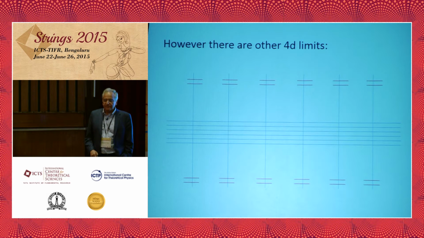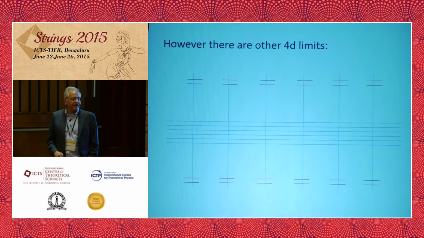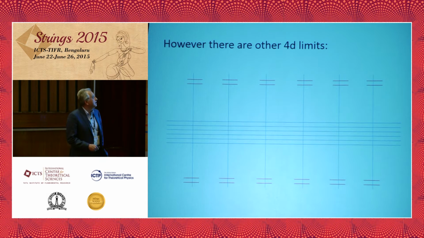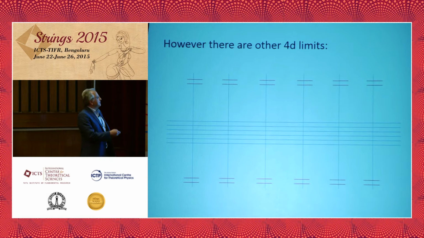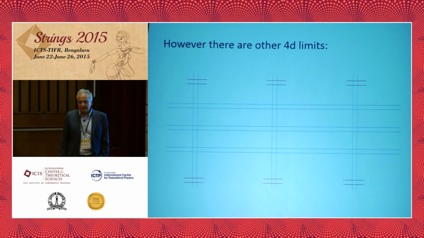However, that's not the end of the story. In fact, you can have a plethora of many different kinds of limits that would be interesting. For example, you can take this limit. In other words, start with these and bring these lines pairwise near each other and separate these guys pairwise. You get a picture like this.